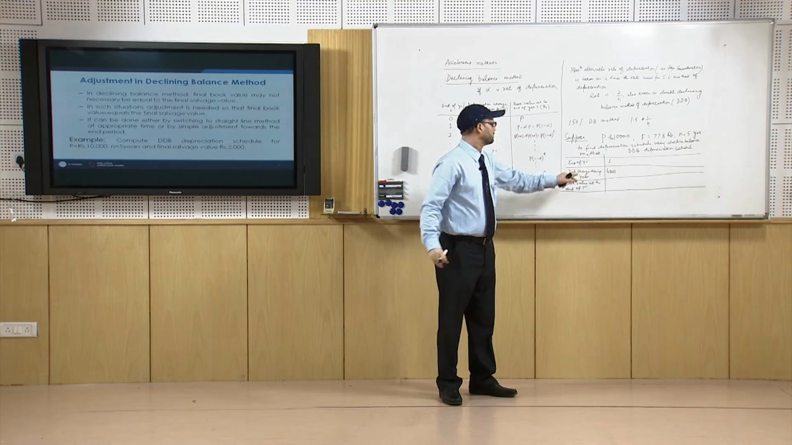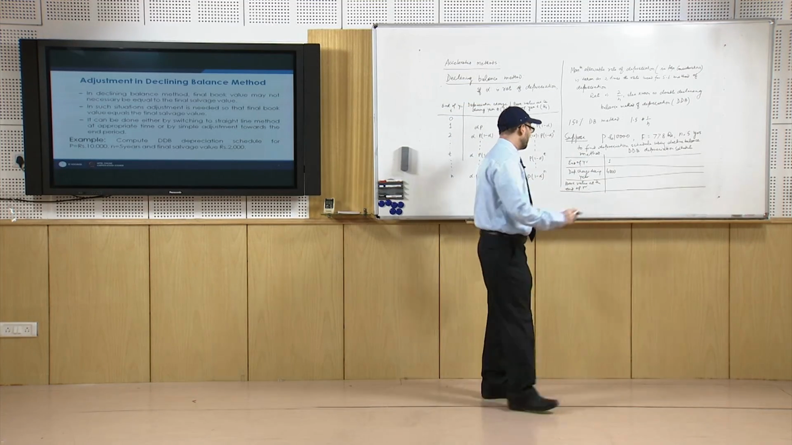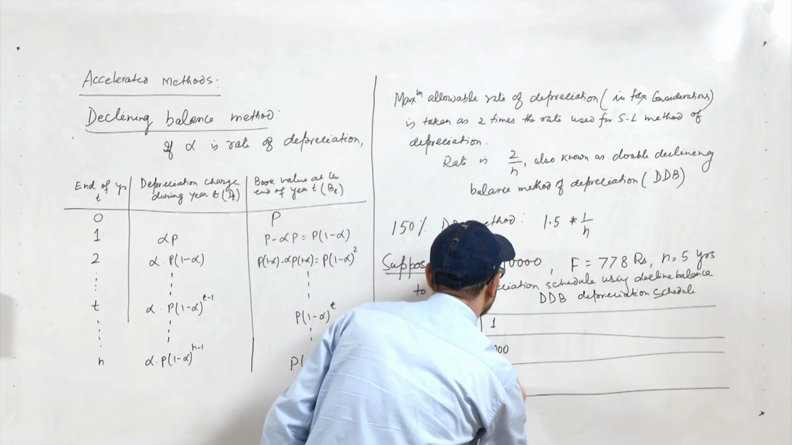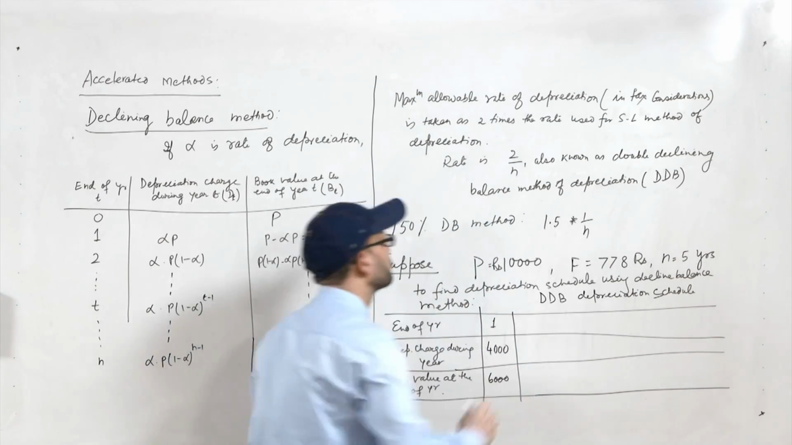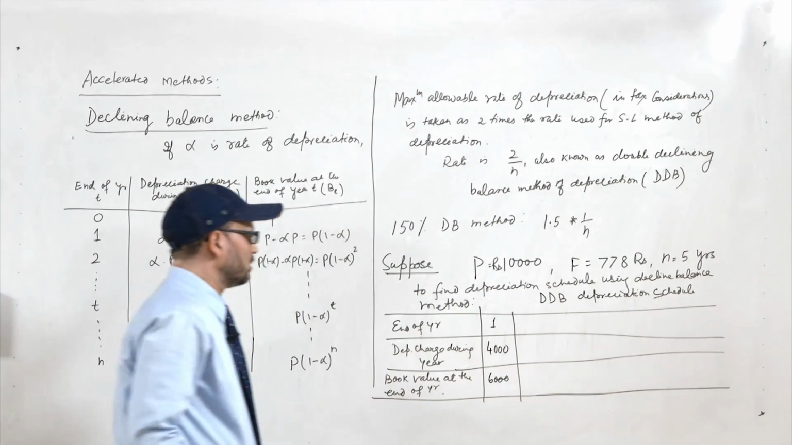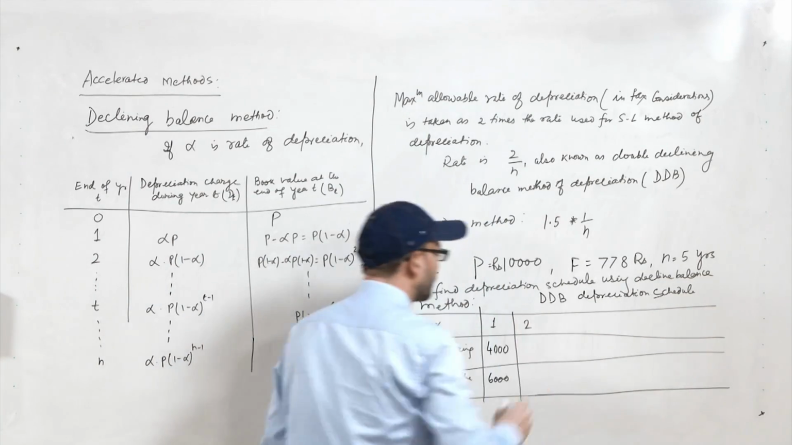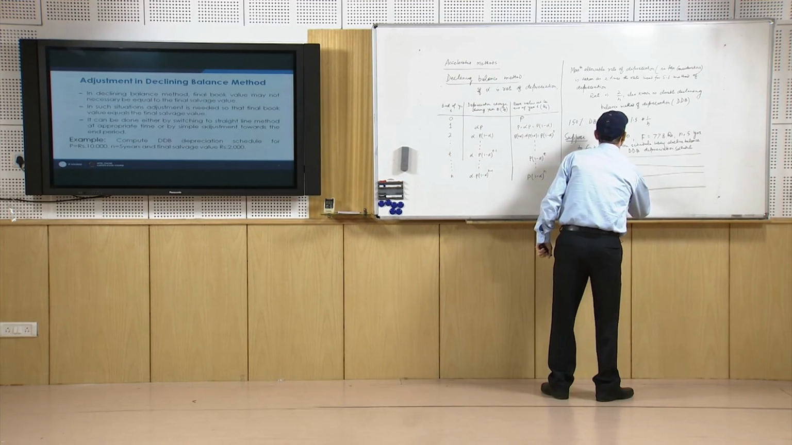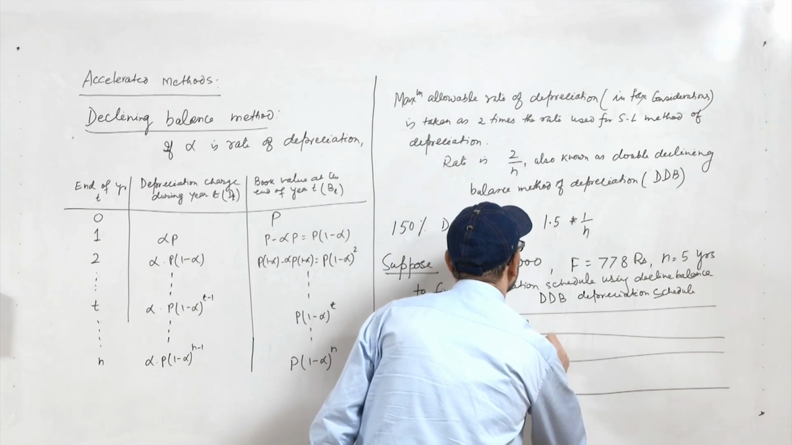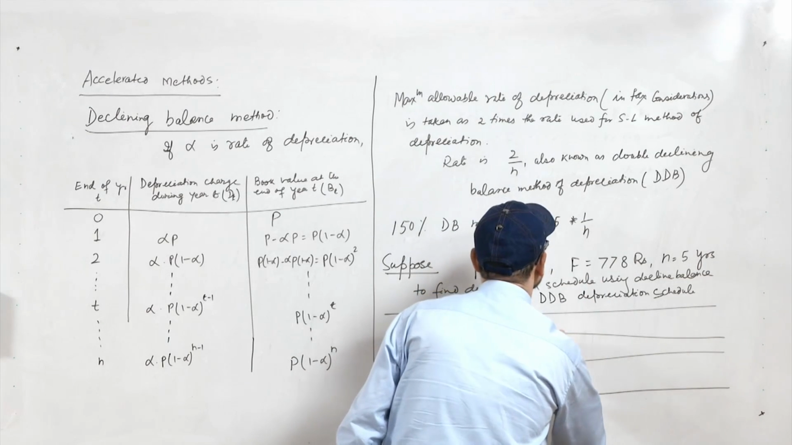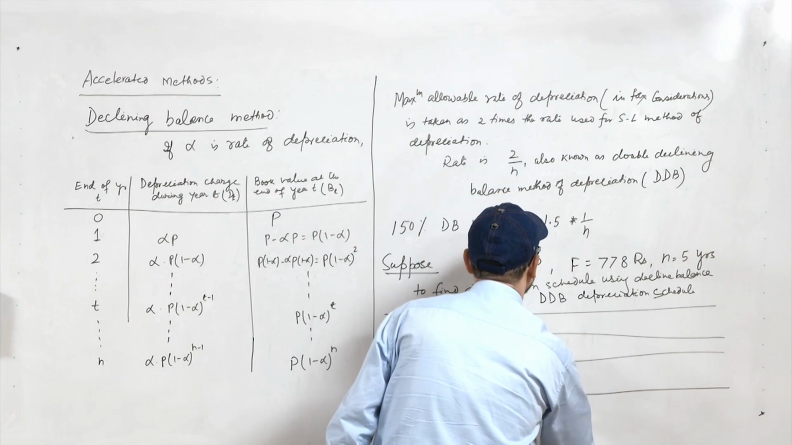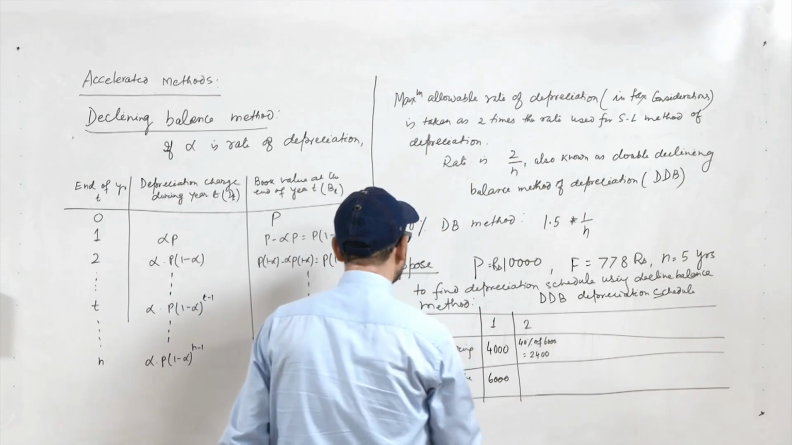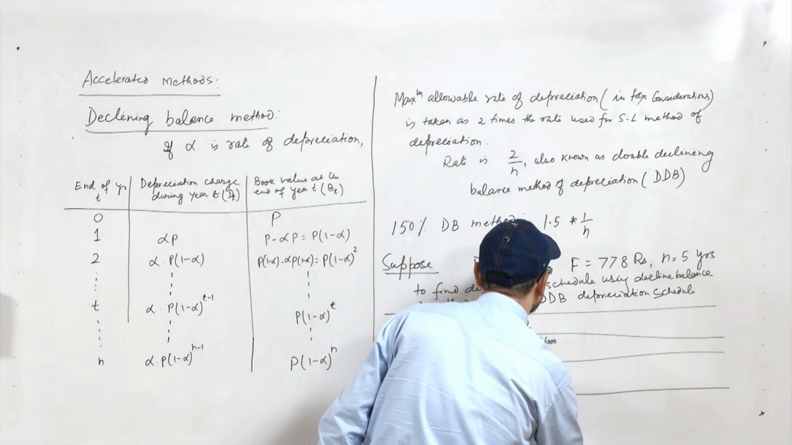This will be the depreciation charge during the first year. So, book value at the end of first year will be 10,000 minus 4,000, that is 6,000. Now, if we go to second year, in the second year depreciation charge will be 40% of the book value at the end of first year. So, 40% of 6,000, that is 2,400. So, your book value at the end of year 2 will be 3,600.